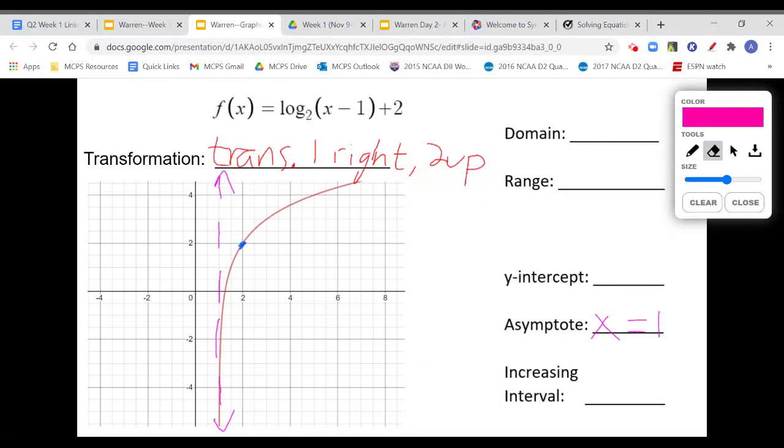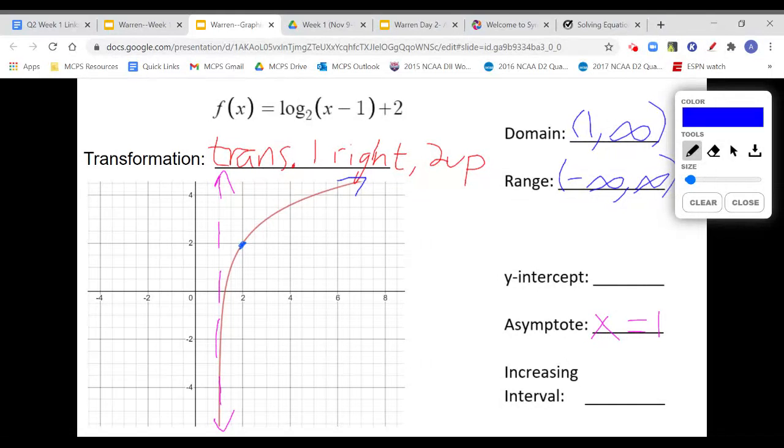Again, the domain has to match our transformation. So I translated 1 unit to the right, so my domain also translates 1 unit to the right, which means that instead of starting at 0, my domain starts at 1 and continues to infinity. Right? It starts at the asymptote of 1 and then continues the whole way off to the right as I continue to infinity. My range, just like all the other problems, you can see this function goes the whole way down, it goes the whole way up. So my range is from negative infinity to infinity.